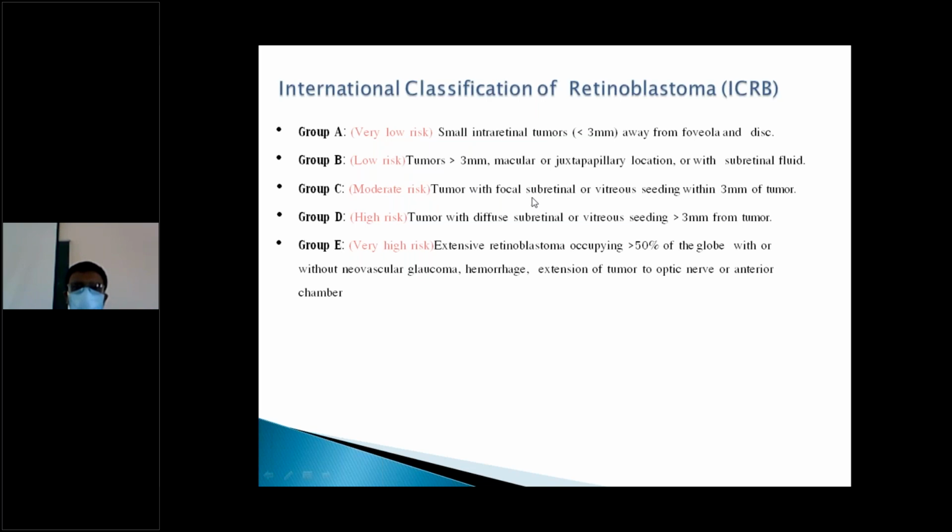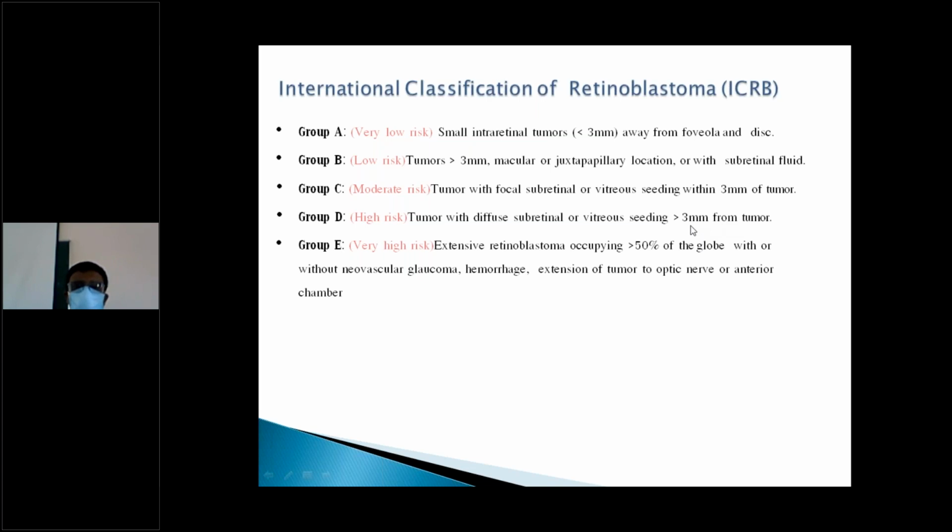Moderate risk means the tumor has focal subretinal or vitreous seeding. There is seeding of the vitreous. The tumor has started spreading, but the seeding is within 3 mm from the tumor. That is moderate risk. Diffuse seeding into the vitreous or subretinal space is high risk. Focal seeding has moderate risk. Diffuse seeding has high risk. Very high risk means the tumor is more than 50% of the globe.